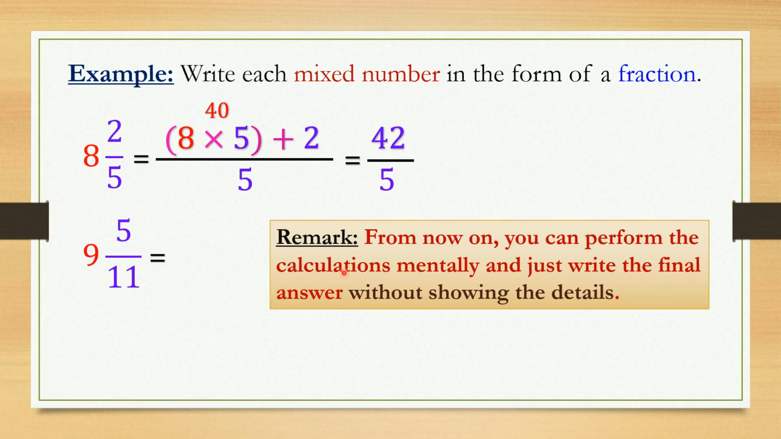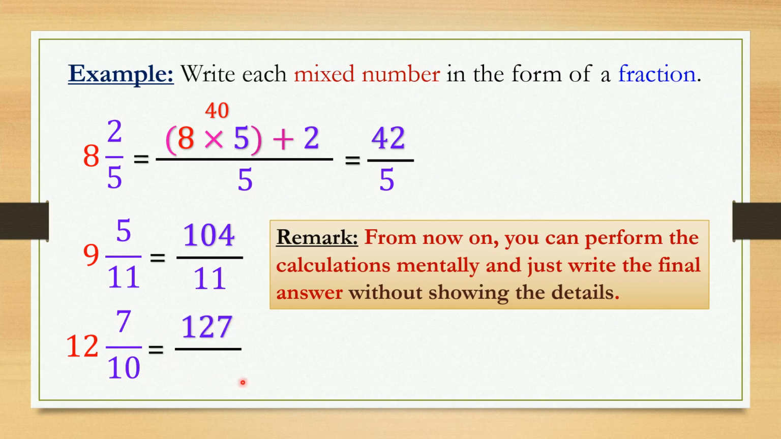Let's do it here. So we do 9 times 11, it's 99. Then we add the 5. 99 plus 5, it's 104. So it's equal to 104 over 11. The denominator won't change. Let's do a final example. 12, 7 over 10. So we do whole number times denominator. 12 times 10, it's 120. 120 plus 7, it's 127 over the same denominator, 10.